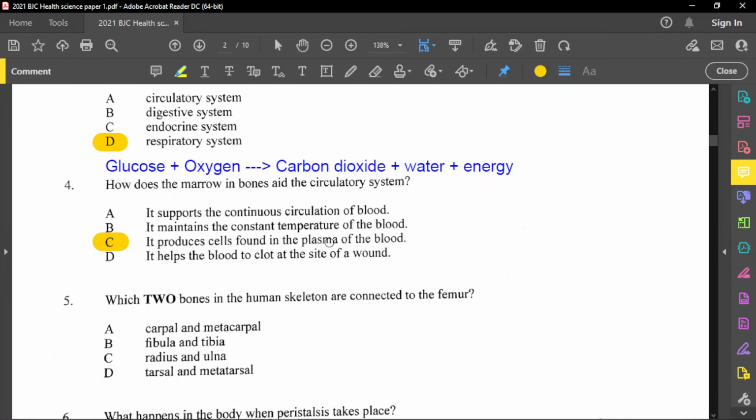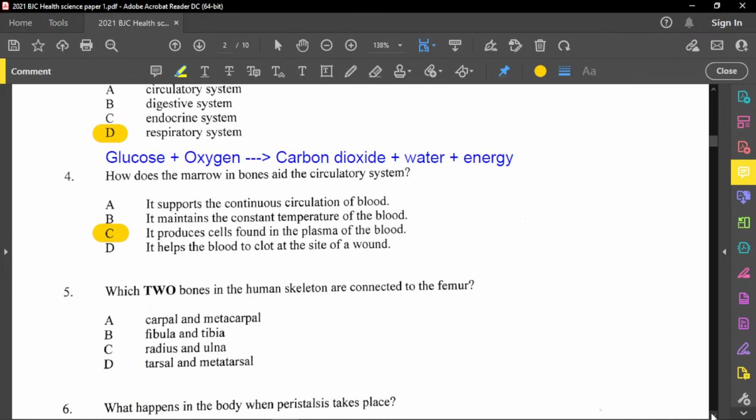Okay, so remember that plasma is the liquid part of blood, and in the liquid part of blood, you will find blood cells. All right, and you should know your blood cells as well, such as your red blood cell, which is erythrocytes. You need to know your white blood cell, which are the leukocytes, and there are 2 types of white blood cells you should know, which are phagocytes and lymphocytes. And you should also know platelets as well. All right, so please make sure you know all of those blood cells.